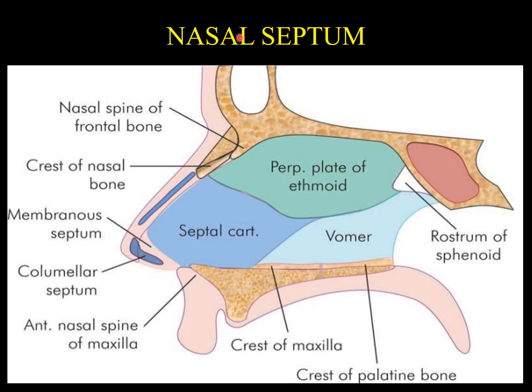So this is the picture of a nasal septum. If you can see from the side, this is the spine of frontal bone. This is the columellar septum. This is the membranous septum. In the membranous septum, there are only membranes. There is no cartilage inside. And then this is the septum proper, the three constituents: the septal cartilage, perpendicular plate of ethmoid, and vomer. Sometimes you are required to draw this in OSCE. So this is a very important diagram.